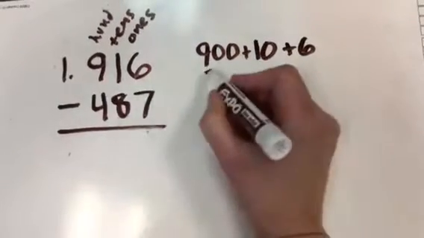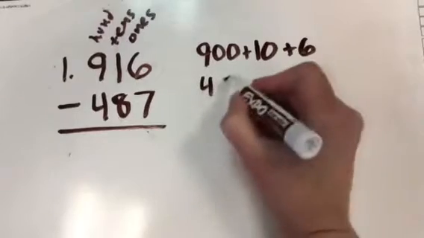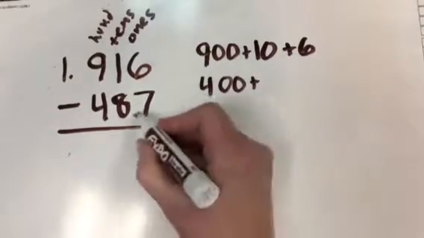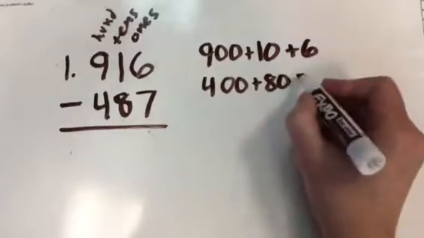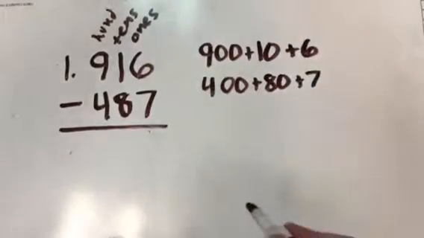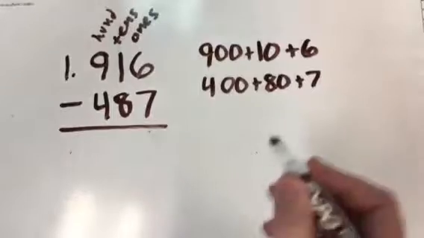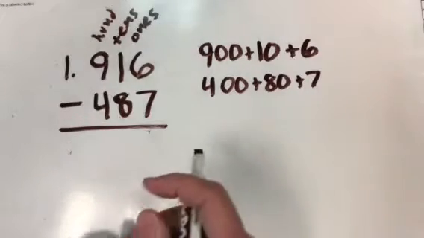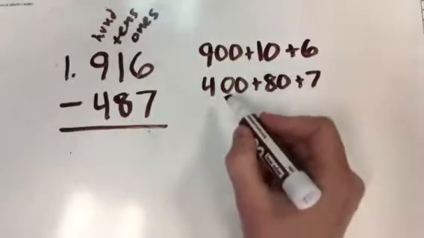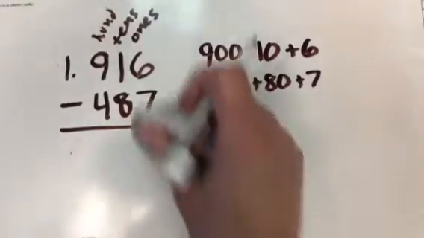Likewise, the 4 in the hundreds place that we're subtracting has a value of 400, the 8 in the tens place has a value of 80, and the 7 in the ones place has a value of 7. Now that I'm thinking about the value of each of those numbers, I can subtract. I'm going to do that using one of these values at a time.